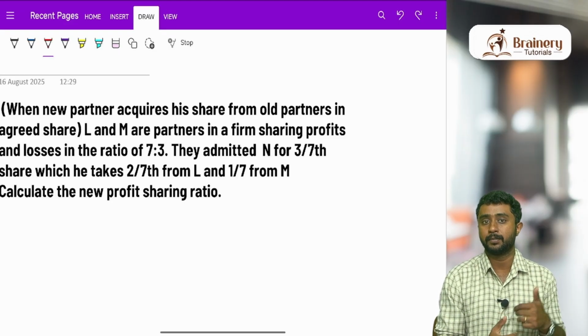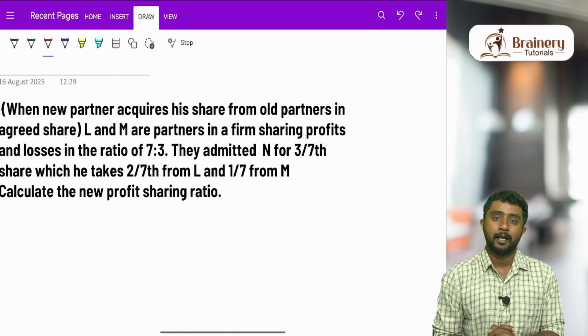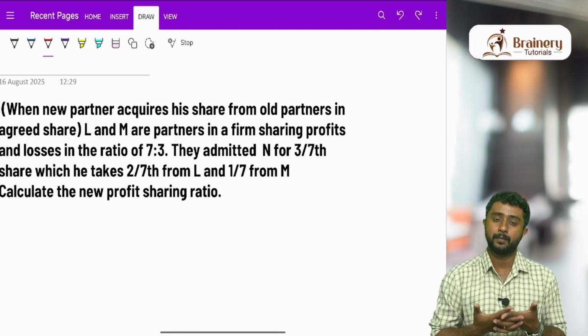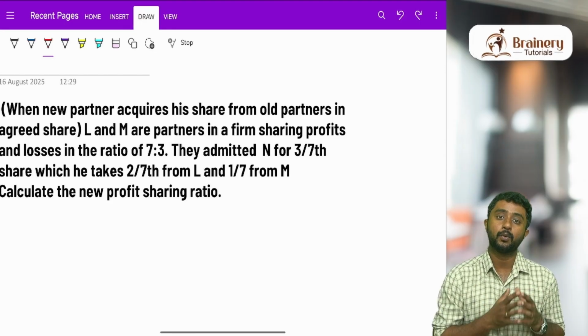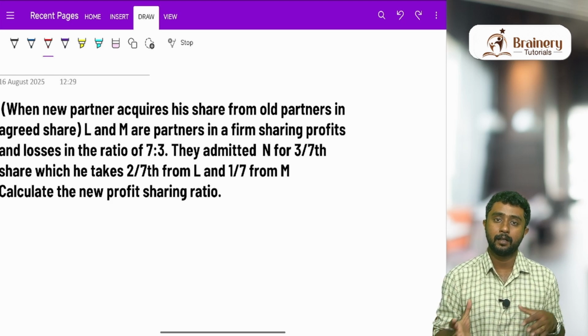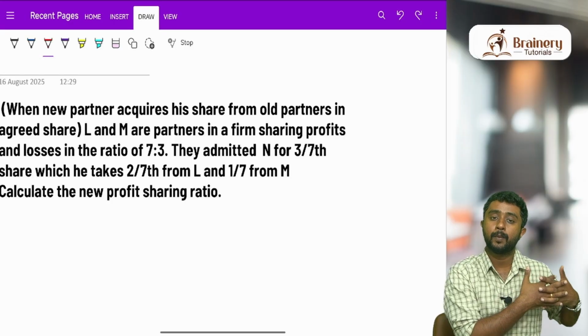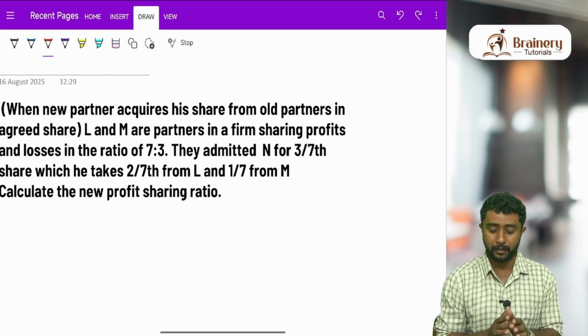When a new partner comes into the business, obviously he has to compensate the continuing partners, that means existing partners, with some amount of compensation. That compensation is basically called what? Goodwill. So to find out goodwill, we need to know who is gaining, who is sacrificing. For the gaining partner, we need to find out how much he is gaining, and how much other people are sacrificing, and we have to exchange the amount between these people.